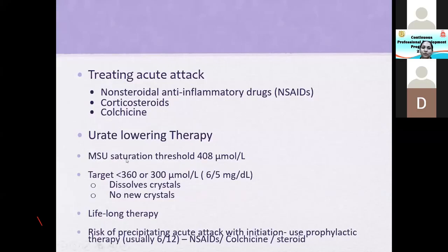Now you see the monosodium urate crystal saturation threshold is 408 micromoles per liter. We have to keep the uric acid level in the blood below the saturation point. So the target, it's always targeted treatment. The target of therapy is to keep the serum uric acid level less than 360 micromoles per liter in gouty arthritis. But if there is tophaceous gout, then we need more stringent control. We need to keep it less than 300 micromoles per liter in order to dissolve crystals and to prevent new crystals from formation.